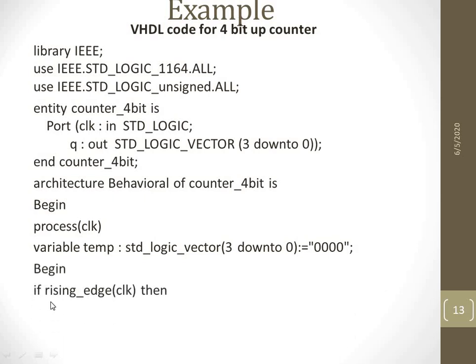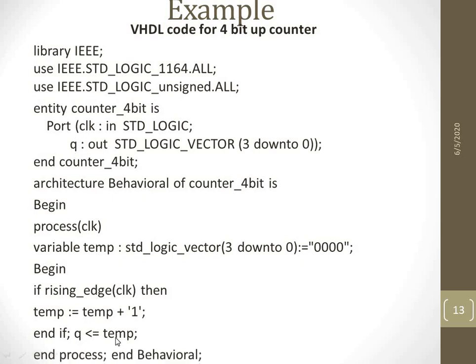Begin, if rising edge of the clock appears, then my temporary variable will be incremented in steps of 1, and after completing, this temporary variable is assigned to Q. What is Q? Q is my actual output. So then end process and end behavioral.